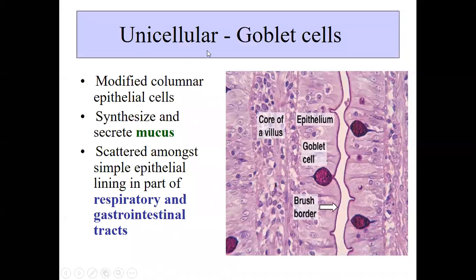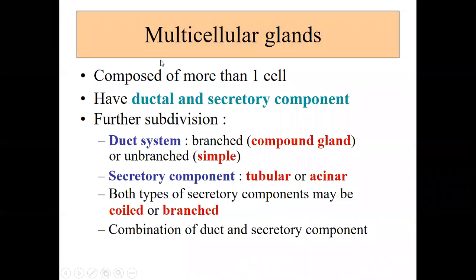Okay. Unicellular is only one cell. And the multicellular gland is composed of more than one cell. The multicellular gland has two components: the ductal component, the duct, and the secretory component, the part that secretes the material. Further subdivision of the ductal system: it can be branched, the compound gland, or unbranched, which is the simple one.